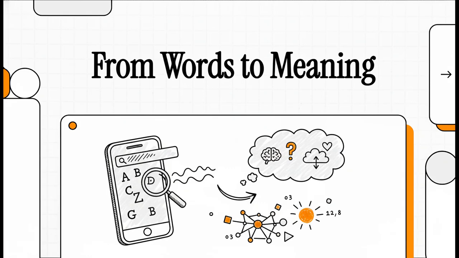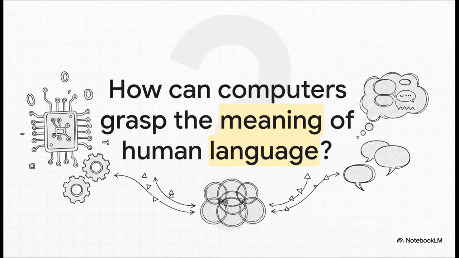It's pretty wild when you think about it. How can your phone search for the idea behind what you're typing, not just the exact words? Well, today we're going to pull back the curtain on the magic that lets machines actually understand human language. So how in the world does it work? It really all comes down to this one single question.